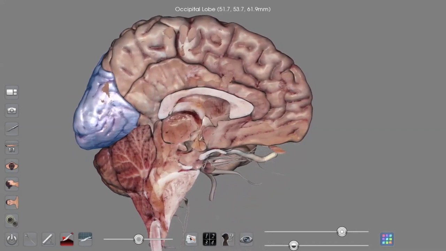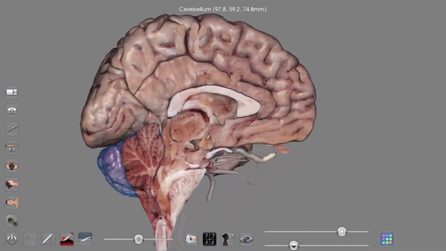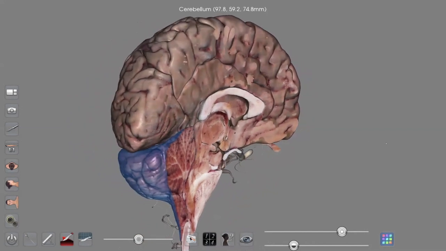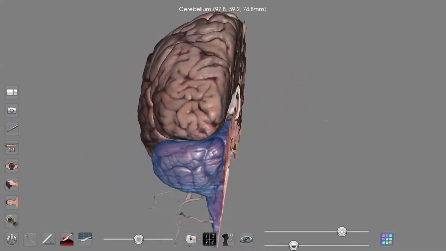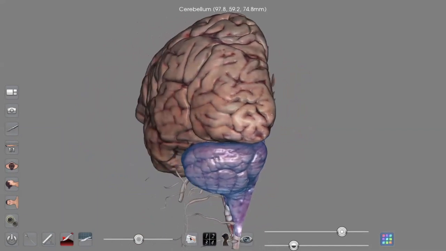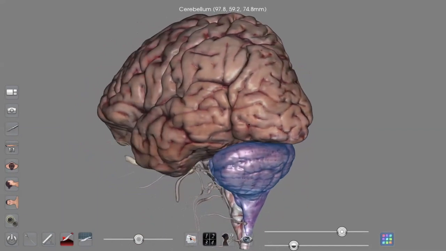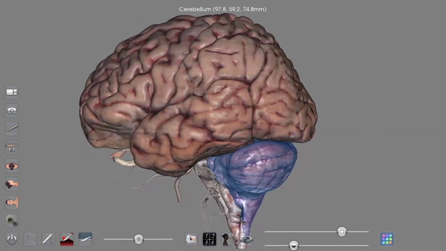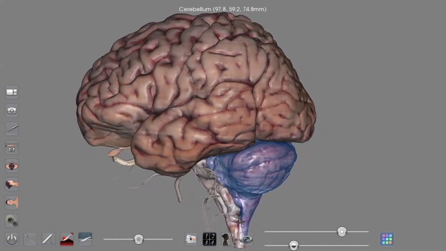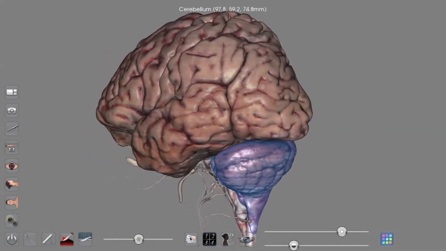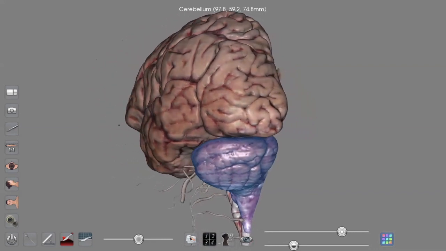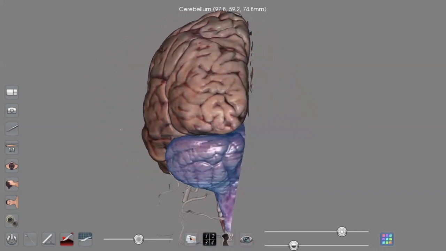Sitting inferior and posterior to the cerebrum is the little brain, or the cerebellum. The cerebellum has multiple complex functions. However, simplistically, it can be thought of as being the central origin of motor control.